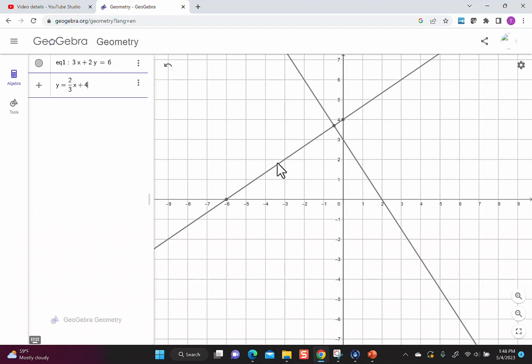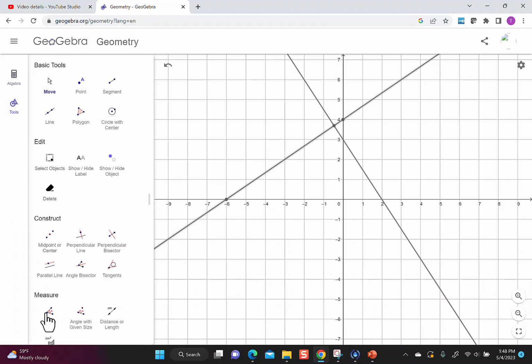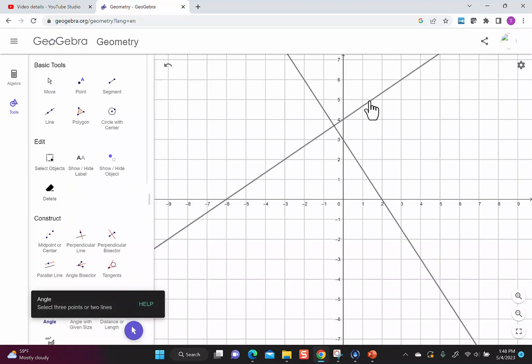To give you a view of what it would look like if it did come out to be 90, I'm going to change the second equation. I'm going to make it y equals 2/3 of x plus 4. So again, I see that these are intersecting. I'm going to go back to my tools, go down to the angle, and click on these, and you can see it's really pronounced that that's at 90 degrees. So when things are perpendicular, it'll pop.